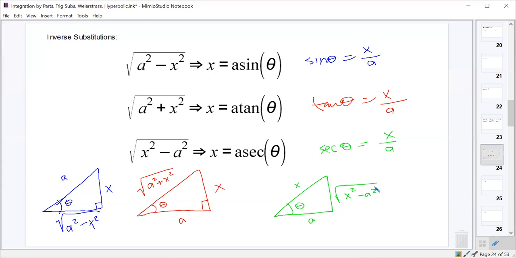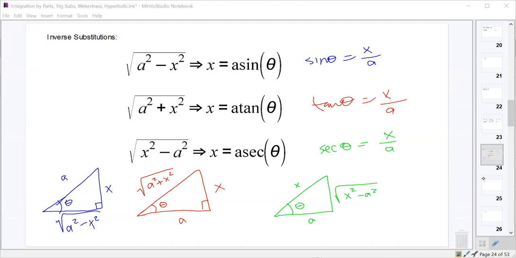We're just going to turn a bunch of crap with x's in it into something much simpler, hopefully, with thetas in it, and then integrate in terms of theta, and then come back and get an answer back in terms of x by using these right triangles. Make sense? Yeah. All right, cool.